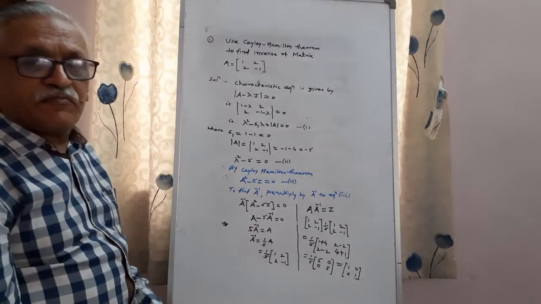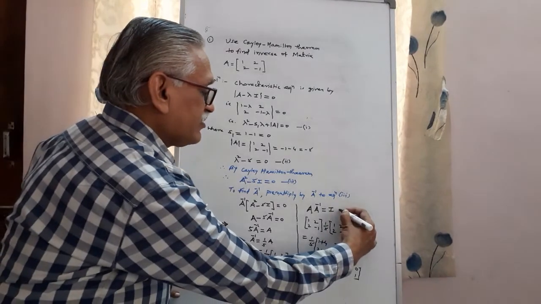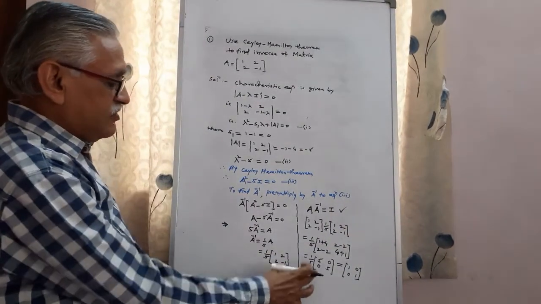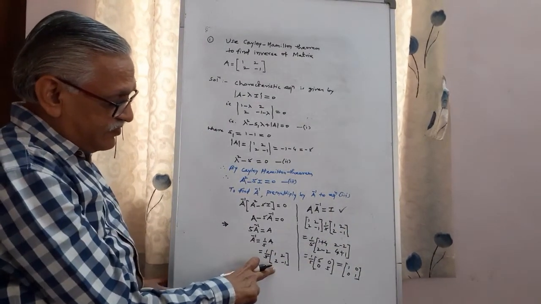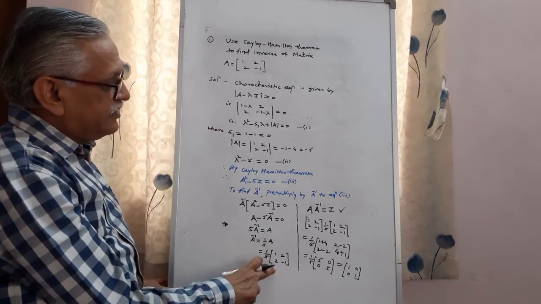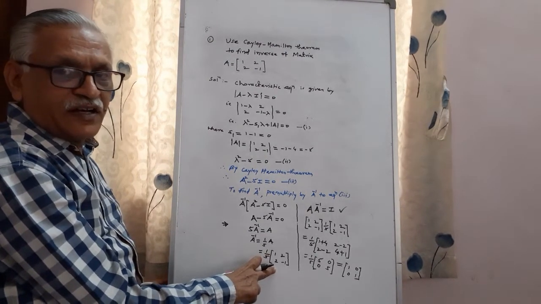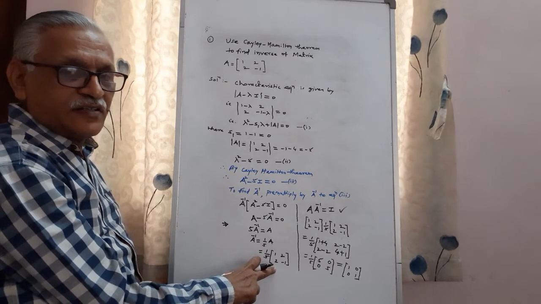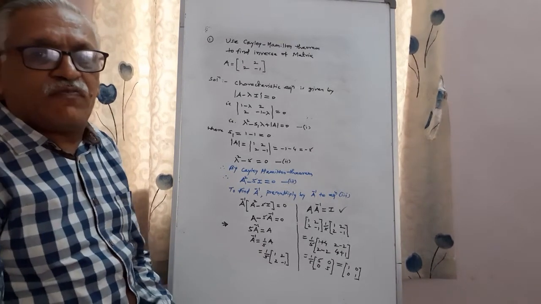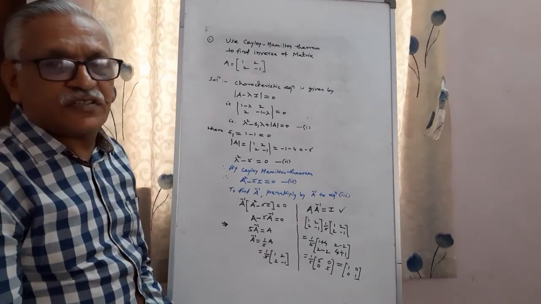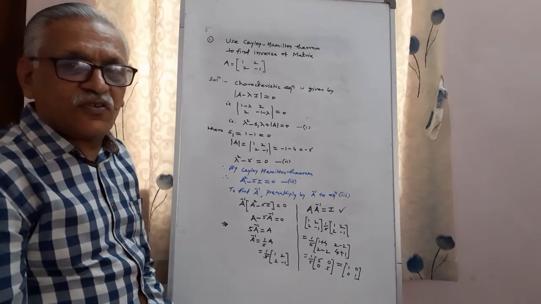That is the identity matrix, and as this property is satisfied, the inverse we have obtained is correct. The answer is correct. Therefore, in most problems of matrices, we can cross check whether the answer is correct or wrong.